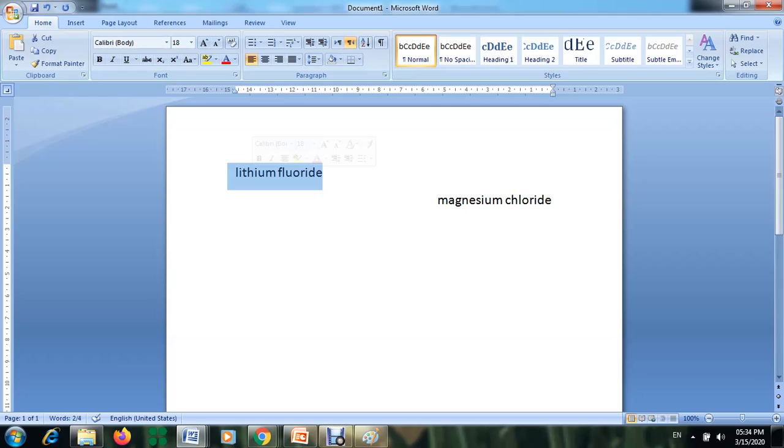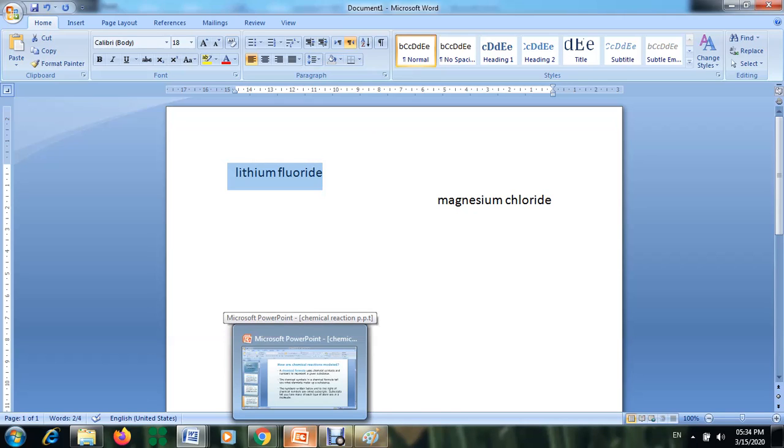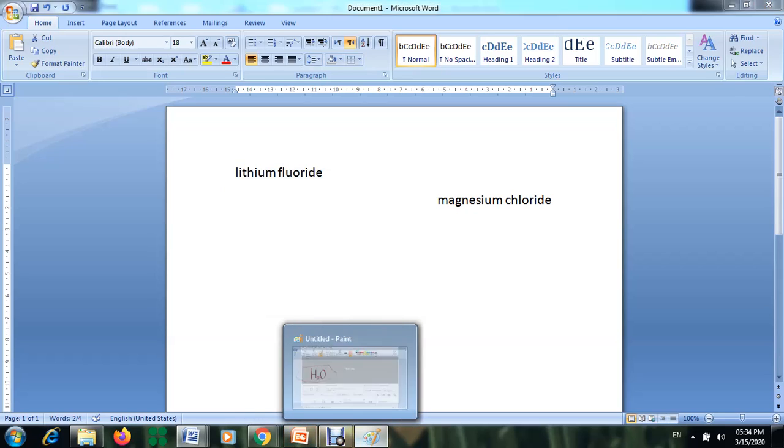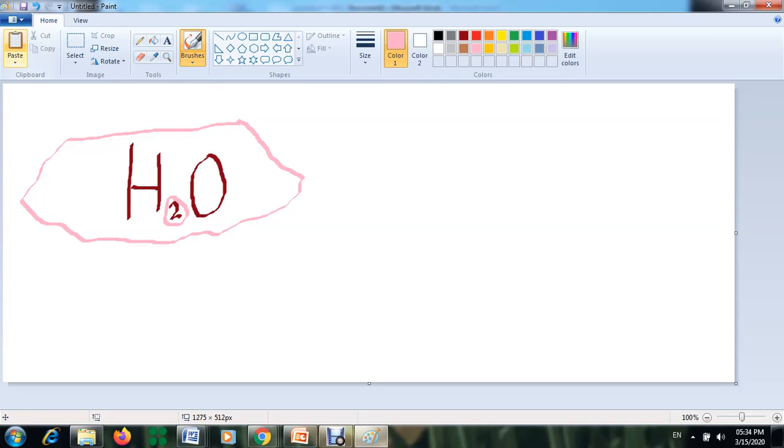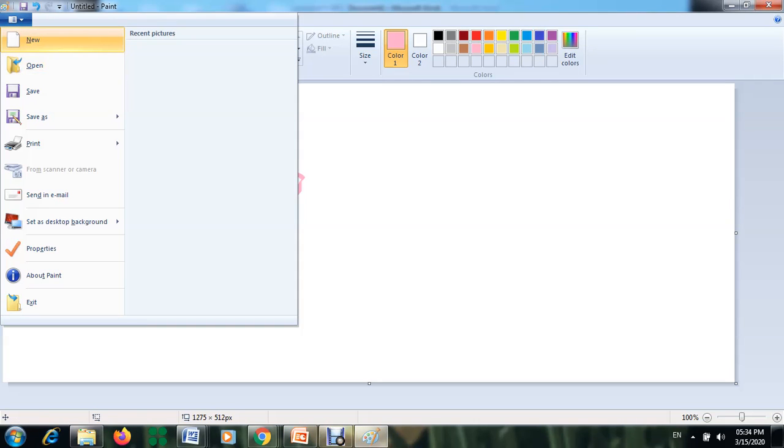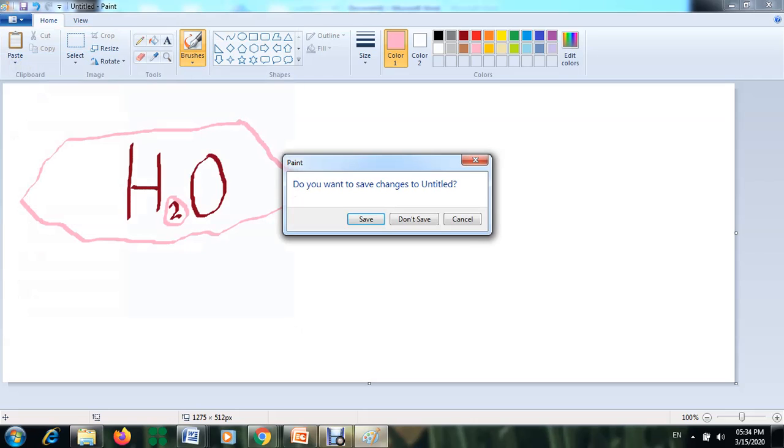In this lesson we will learn how to write the chemical formula for ionic compounds. As you know, in ionic compounds, metals react with non-metals. The metal will lose electrons and the non-metal will gain these electrons. To write the formula for lithium fluoride, you have to follow these steps.